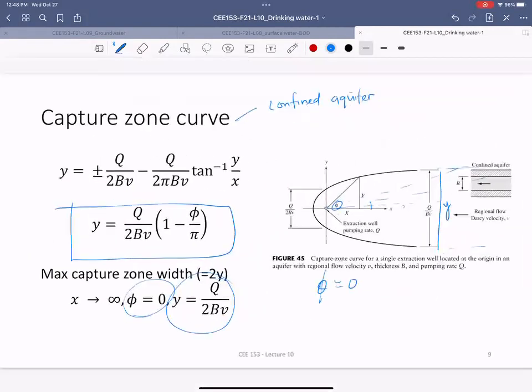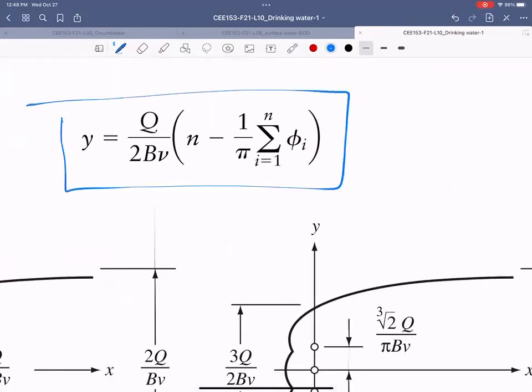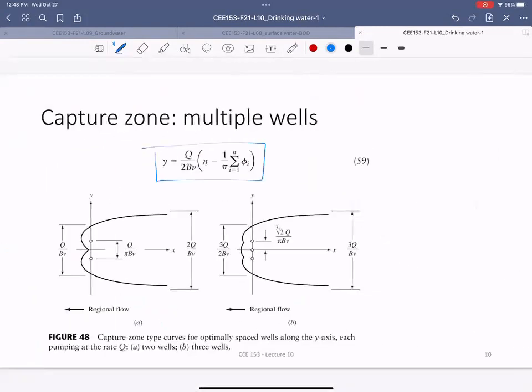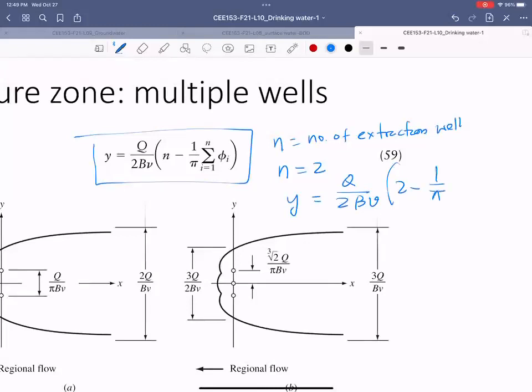If you have two extraction wells, what will be the width? That's another formula here. If you keep going to 2 and 3 and 4, the number of extraction wells is going to increase. So here, n equals the number of extraction wells. For instance, if n equals 2, the width will be Q over 2 beta times (2 minus 1) by 5.